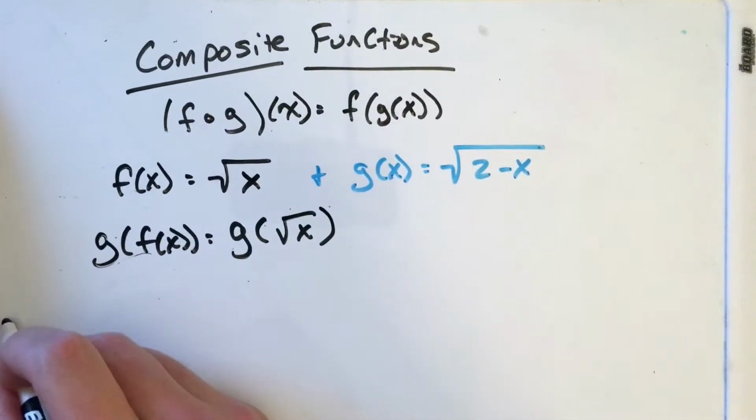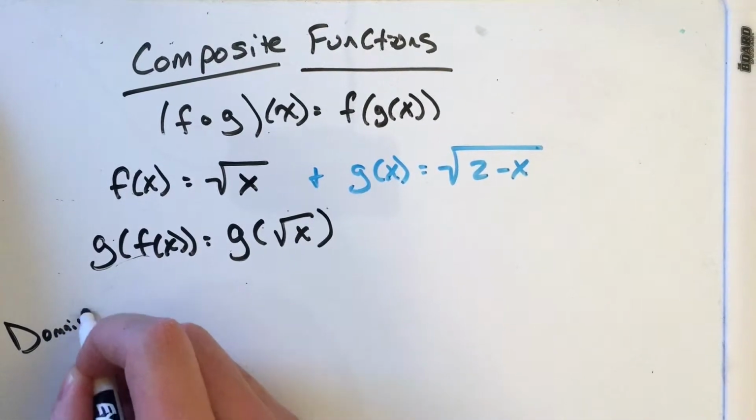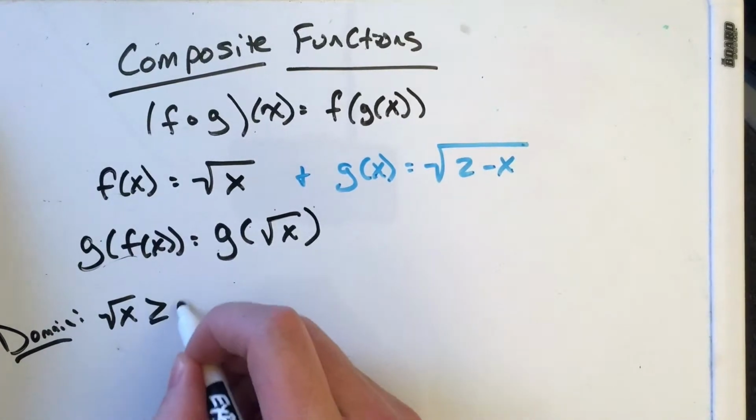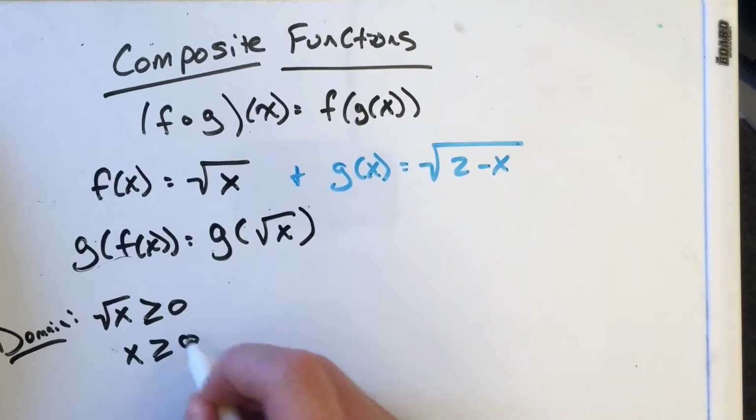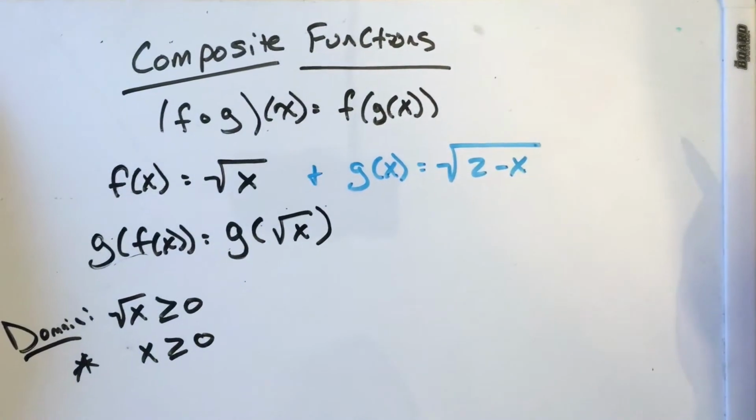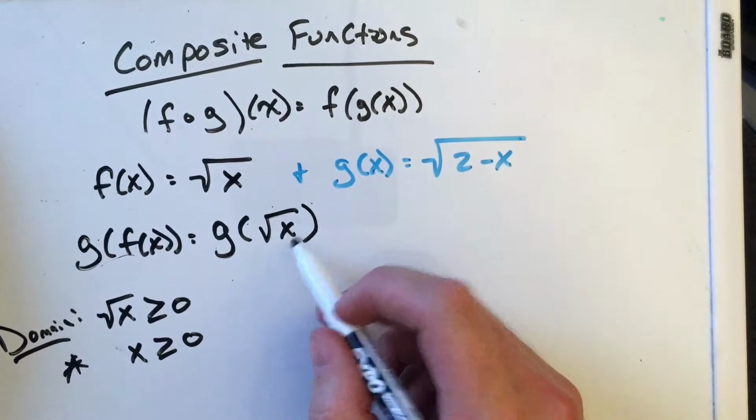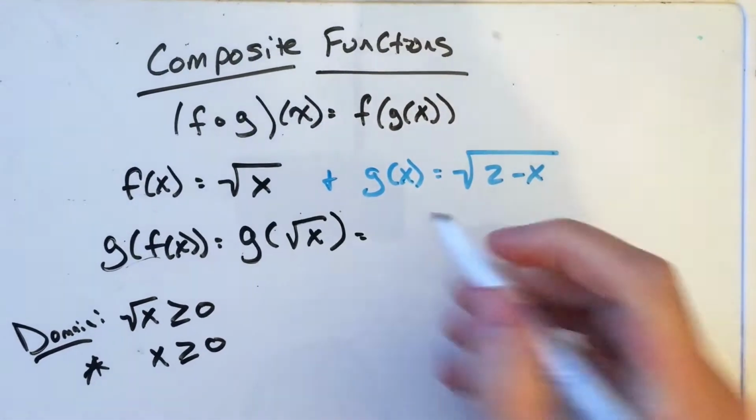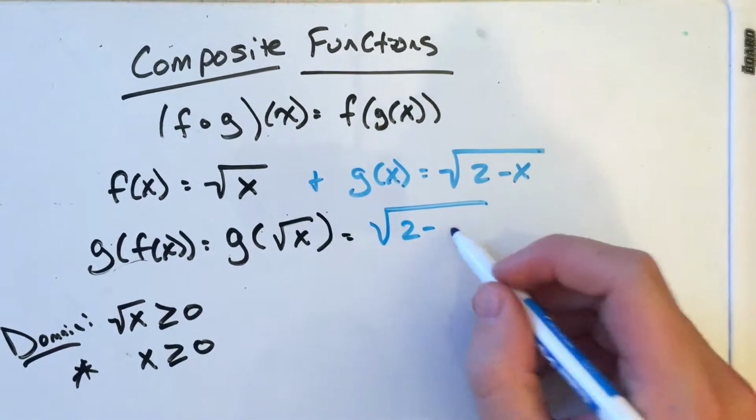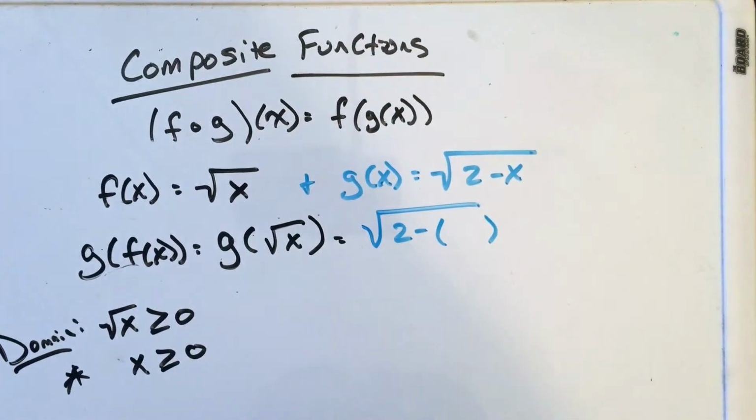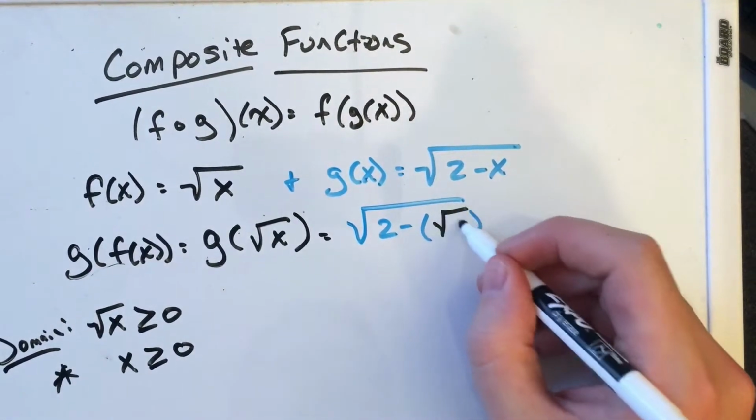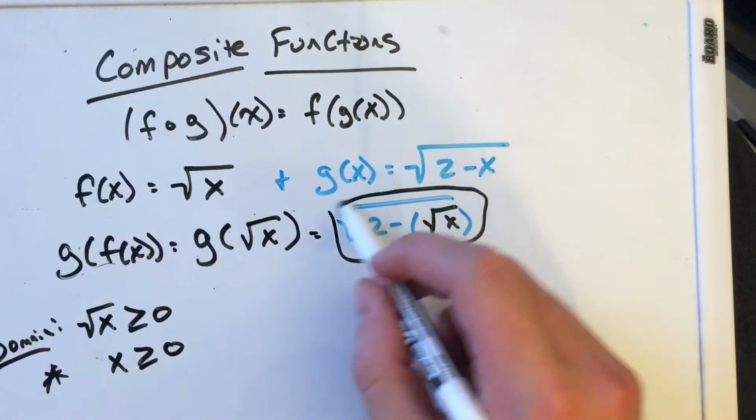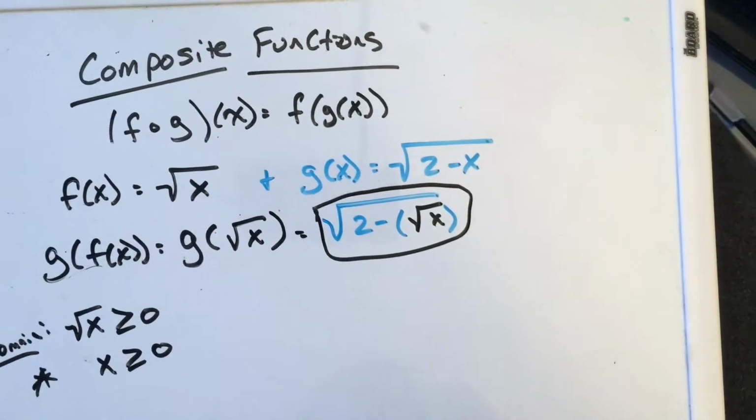Now, a little note here, the domain to keep in mind is that the square root of x has to be greater than or equal to 0, making x greater than or equal to 0. That's something we want to note here as we go along. Well, g of square root of x. Well, g of x we know to be the square root of 2 minus x, and we're plugging in here that square root of x. And fantastic. So now we have our composite function right here, okay? But now we need to find the domain of this function.